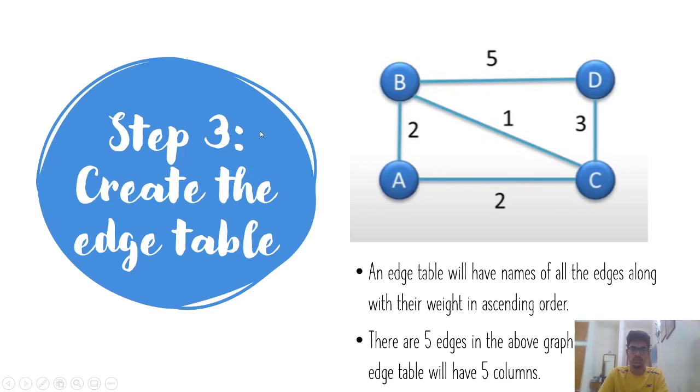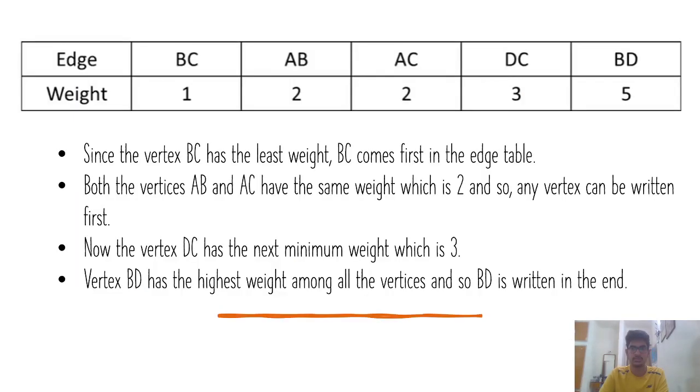Now let's see what step 3 is. Step 3 is to create the edge table. An edge table will have names of all the edges along with their weights in ascending order. And there are 5 edges in the above graph, which are AB, BD, DC, CA, and BC. Here BC is also an edge, keep that in mind. So there are 5 edges in the above graph, and so our edge table will also have 5 columns.